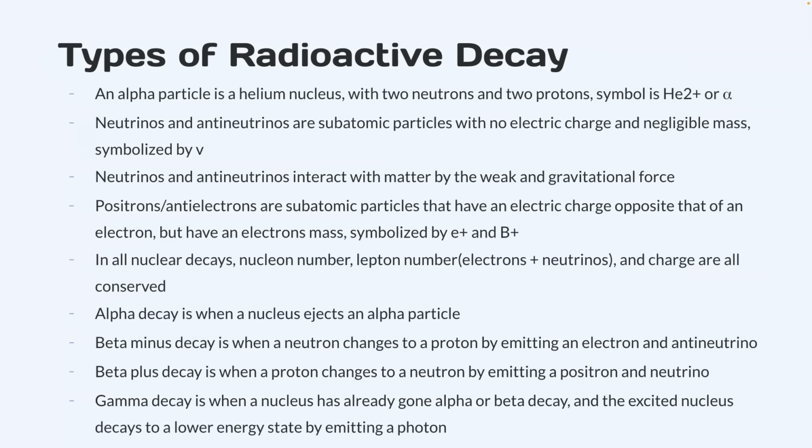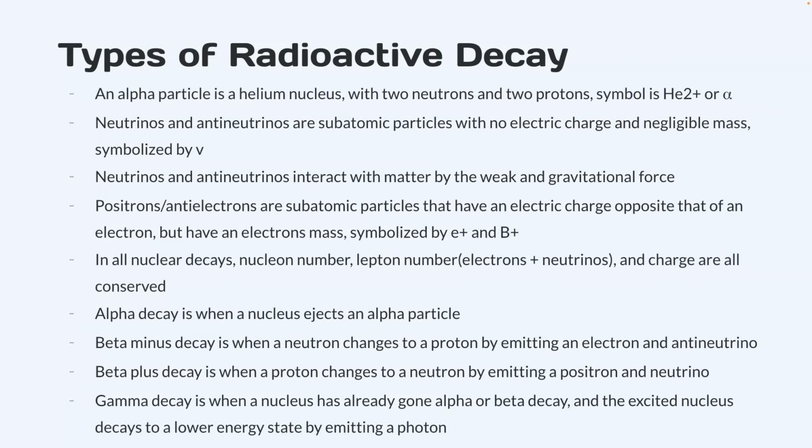Positrons, or anti-electrons, are subatomic particles that have an electric charge opposite that of an electron, but they still have an electron's mass. They're symbolized by e+ or beta+. In every nuclear decay, the lepton number, which is the electrons plus neutrinos, the nucleon number, which is the number of protons plus neutrons, and the charge are all conserved.